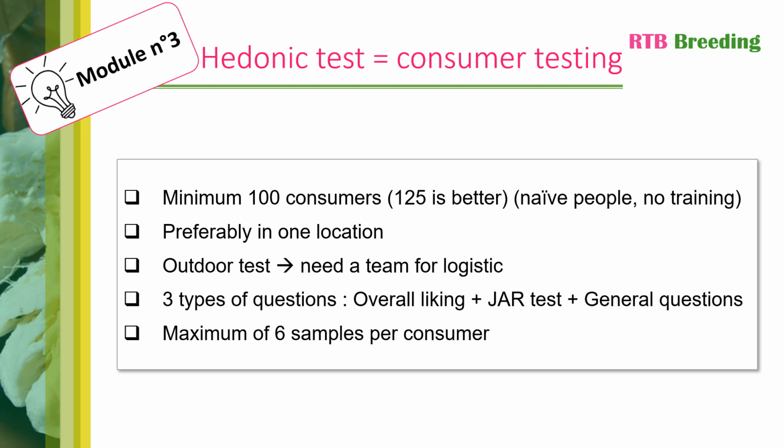During a consumer test, consumers are asked 3 types of questions: an overall liking question for the product presented, JAR test type questions, and questions on personal information, gender, nationality, age, or eating habits. Consumers should perform all the tests in the questionnaire on one product. Each product must be tested in the order given by the questionnaire, one after the other, until all the products are tested. It's important not to present more than 6 products to a consumer to prevent them from getting too tired and not answering the questions correctly.